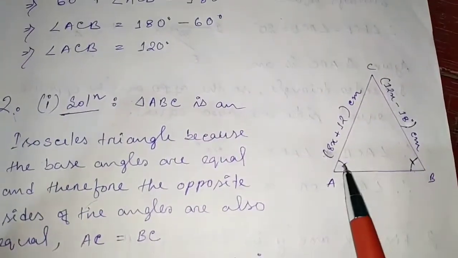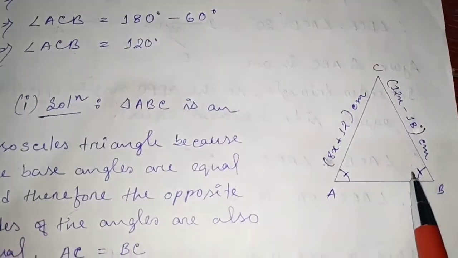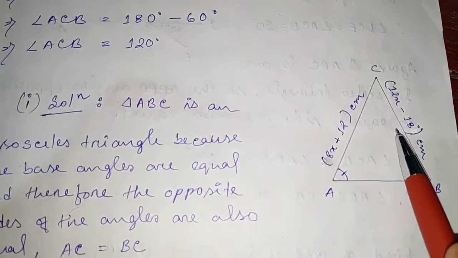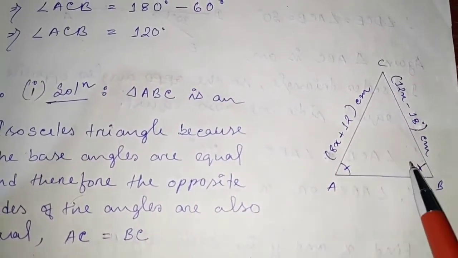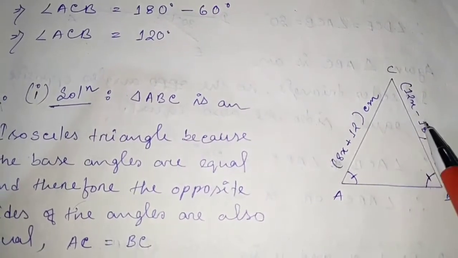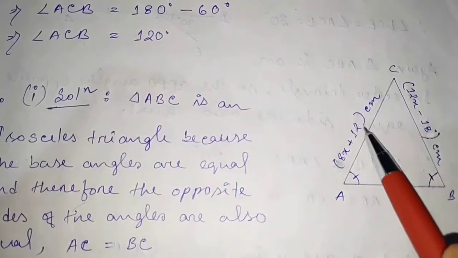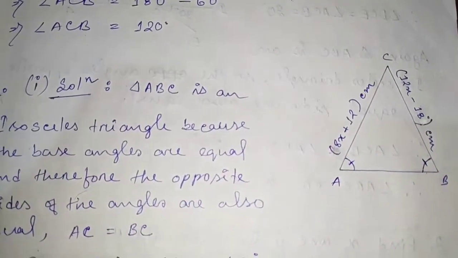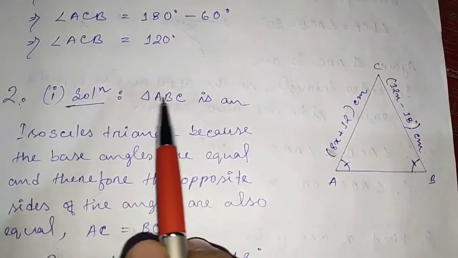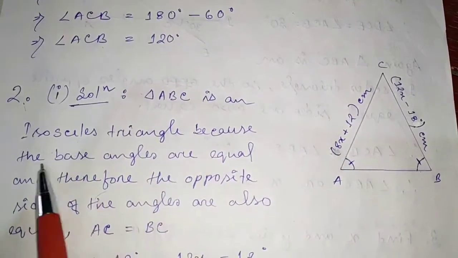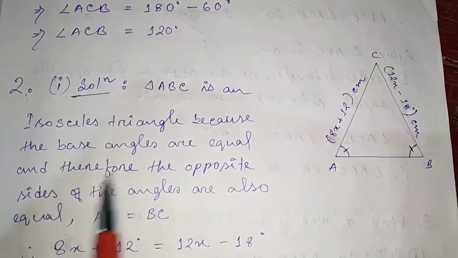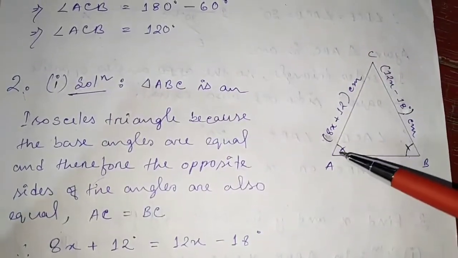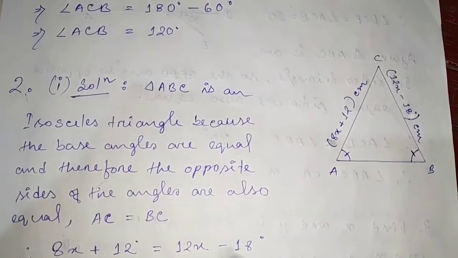Now if these base two angles are equal, means what? If two angles are equal, it means the two opposite sides will also be equal, isn't it? And if the opposite sides are equal, it is an isosceles triangle, correct? So triangle ABC is an isosceles triangle because the base angles are equal and therefore the opposite sides of the angles are also equal. Therefore AC is equal to BC, we can say.